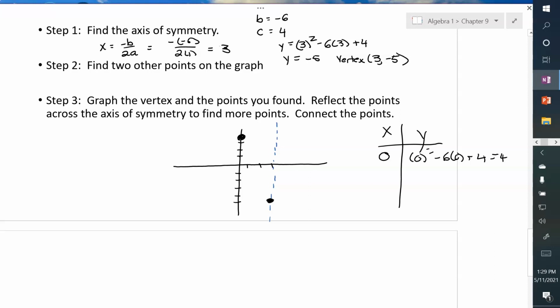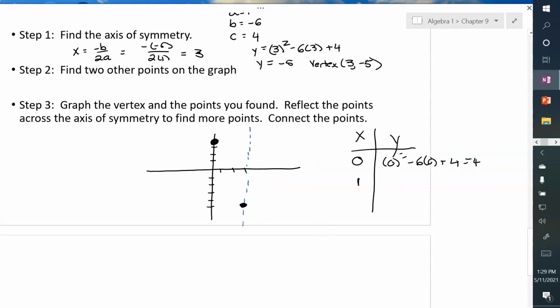And then let's get one more point. You can use x equals 1 or x equals 2, whatever you like. I like 1 because, again, it's nice and easy. So I'm going to plug in 1 squared minus 6 times 1 plus 4. So 1 minus 6 plus 4, I get a negative 1.